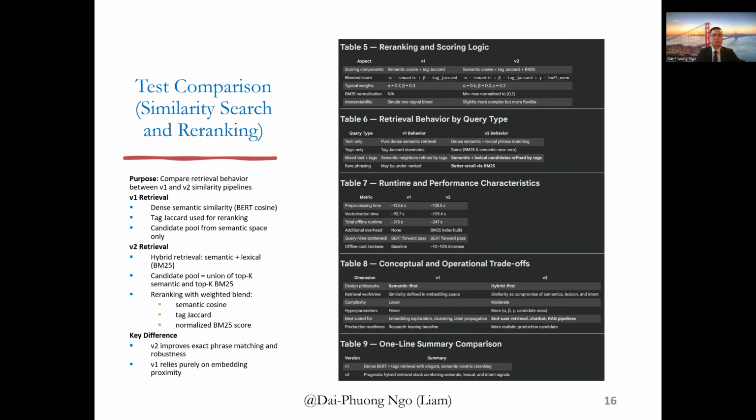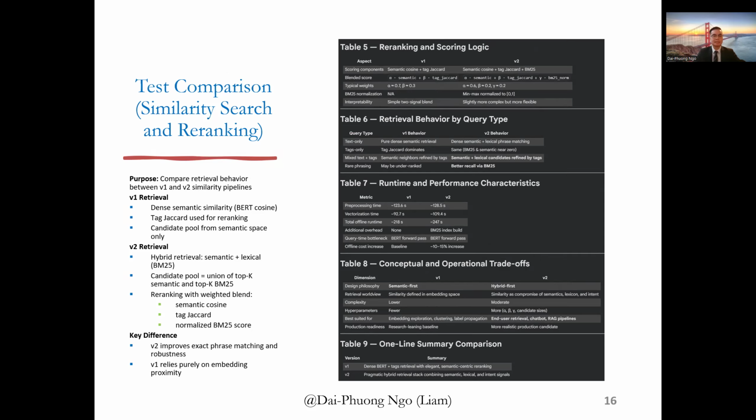In V2 retrieval, I introduce a classical lexical component using BM25 over normalized text. Candidate questions are drawn from both dense semantic similarity and BM25, then merged and re-ranked using a weighted combination of semantic cosine similarity, tag overlap, and normalized BM25 score.